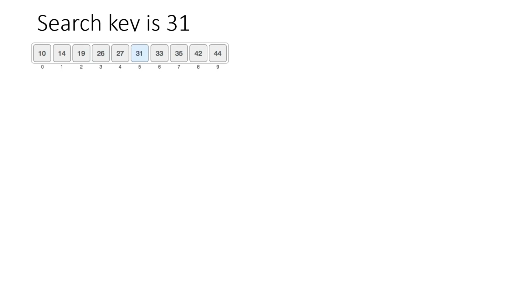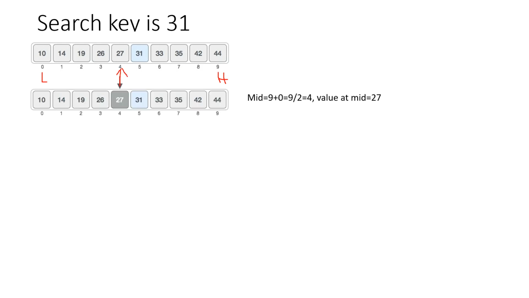Let us take one example. As you can see, the list is ordered in ascending order. My search key is 31. To search 31 in the list, first of all I have to find out the mid value. This is my L value. This is my H value. 9 plus 0 is 9, divided by 2 is 4.5. We take only the integer part, that is 4. This is the mid value. 27 is the mid value. 27 and 31 are compared. They are not same.